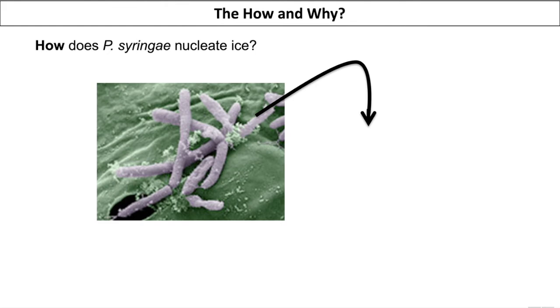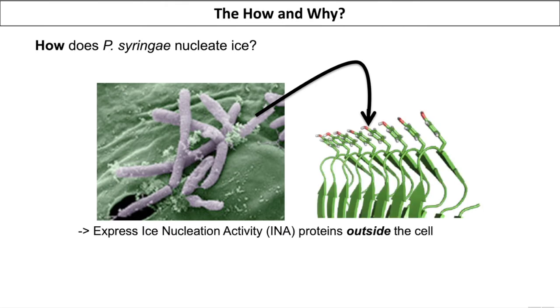If we look into the question of how Pseudomonas syringae nucleates ice, this is going to get into the proteins and the molecular mechanism that is the basis for this process. It works like this. They express a set of proteins outside the cell called ice nucleation activity, or INA, proteins. These proteins outside the cell have a specific repeating structure. You can see in the image here that this would be present on the outer surface of our bacterial cells.